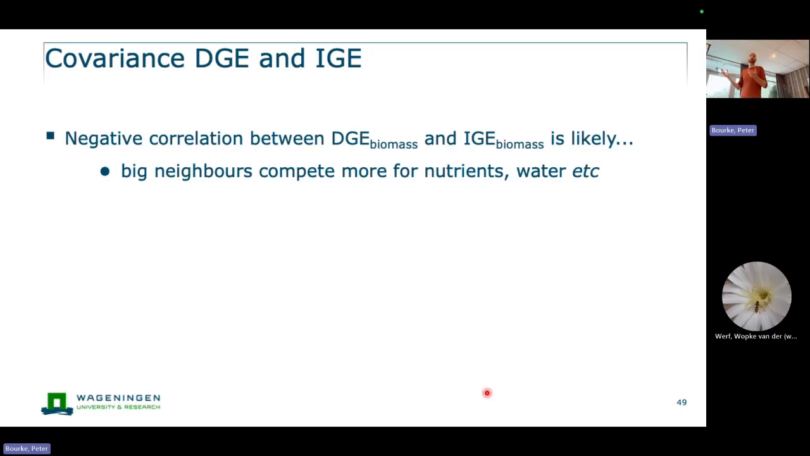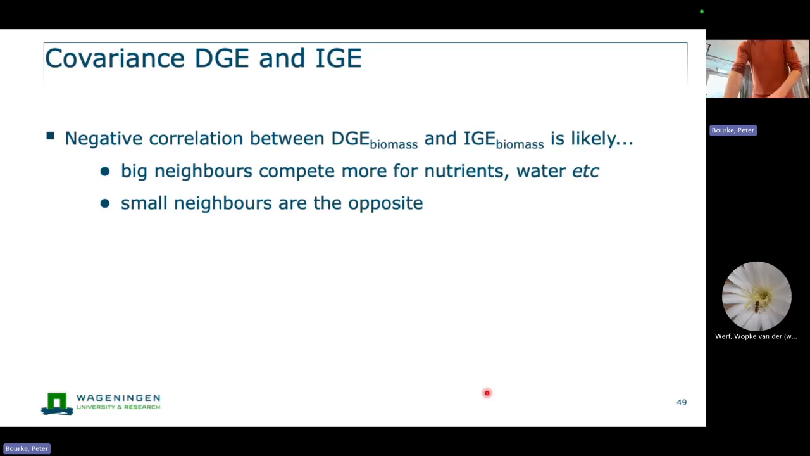Big neighbors with a big DGE. A DGE here would be an effect, the difference between the overall mean and the performance of that individual. So in this case, bigger than average neighbors are competing more for resources, for nutrients, water, and so on. Similarly, a small neighbor, below average size with lower biomass, would be quite the opposite. They probably would be undercompeted. So this competition for resources tends to drive a negative correlation between these effects.